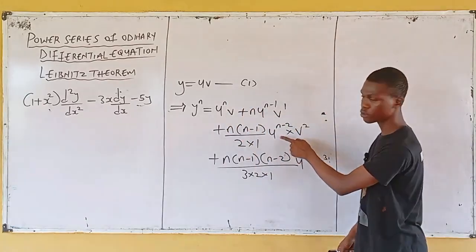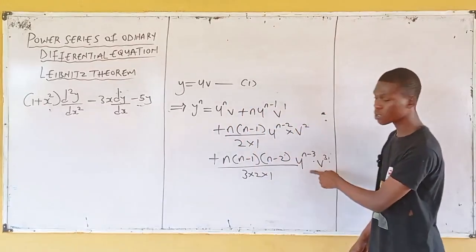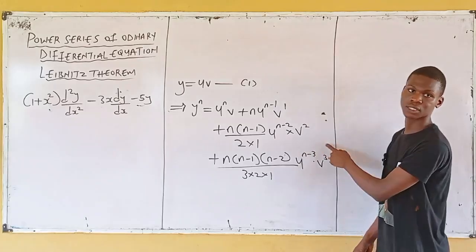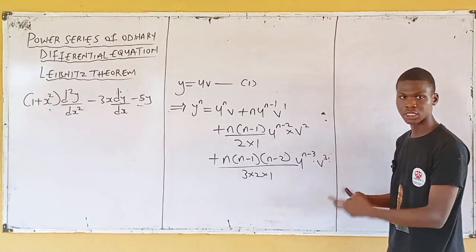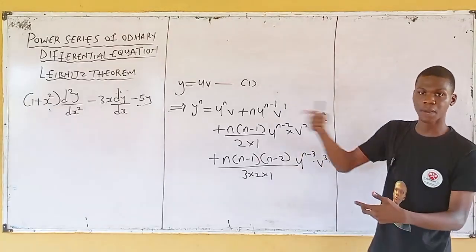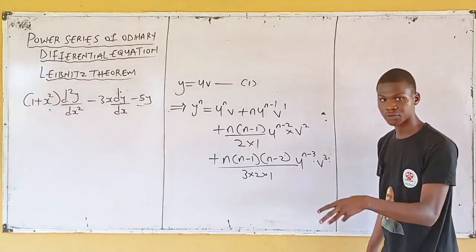Next up, what do I have? u raised to the power of n minus 2. The next one becomes what? u raised to the power of n minus 3. If I'm to continue with this series solution, the next one becomes what? u raised to the power of n minus 4. That's for my u function, right?